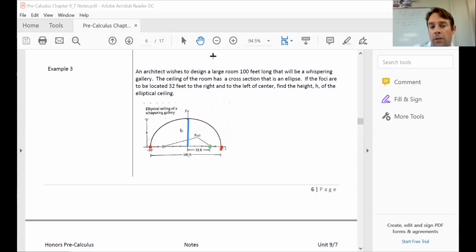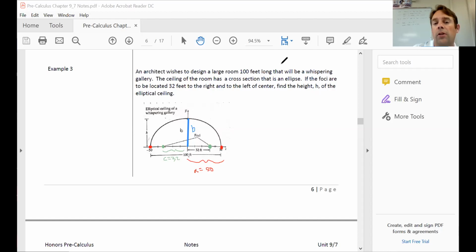Well, the height, that means the height's on the co-vertices. That means it's the minor axis. That means it is the b value. And you can kind of see the b value written in there. I'm going to make it a little bit bigger. So our a value then is the distance from the center to the vertices. So a then is 50. And we have our foci, that's the distance from the center to the focus. So c would be 32, and you can see that on the other side there, that it's 32 feet. So all we got to do is figure out what b is.